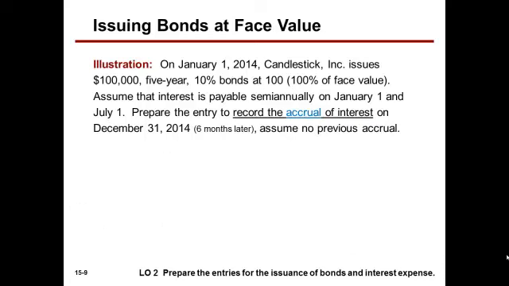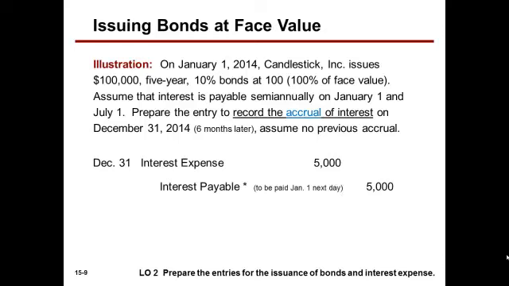Now let's move to year end. Same example. Interest is payable on January 1st and July 1st. But at December 31st, one day before interest is due, we want to issue financial statements. Those financial statements need to be updated for all financial conditions, including interest earned by bondholders. Let's make a calculation. I'm going to debit interest expense at December 31st, $5,000, and credit interest payable, not cash, interest payable, $5,000. This will be paid the next day on January 1st.